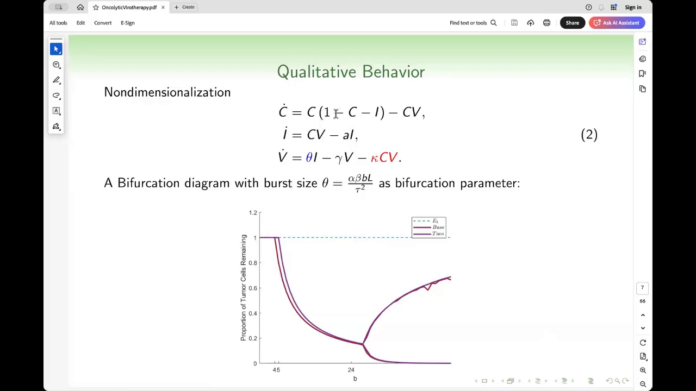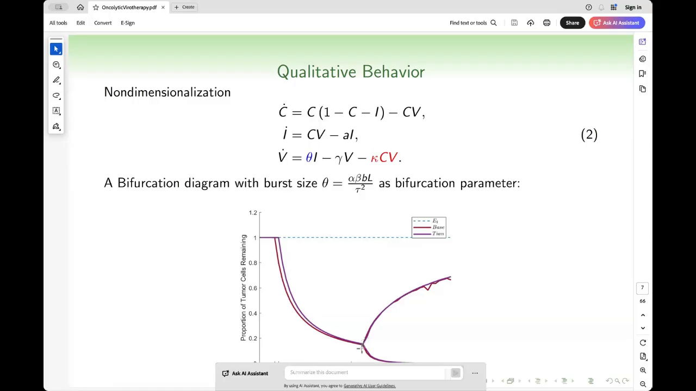And 1 is the carrying capacity here. It's normalized to be 1. So for small burst size, the tumor just happily survives. And then at a certain value, around 5 or 6, you get a transcritical bifurcation, and the tumor size goes down, and we have a stable, steady state on this level.